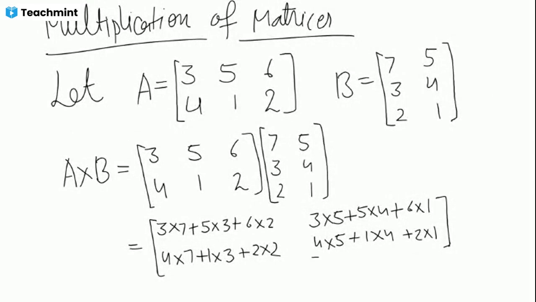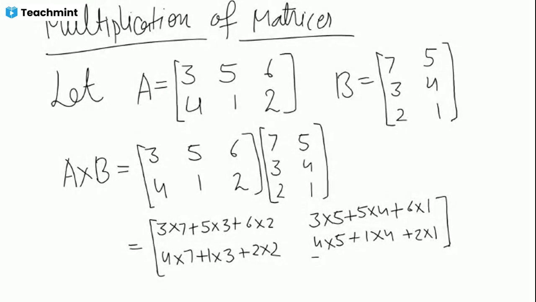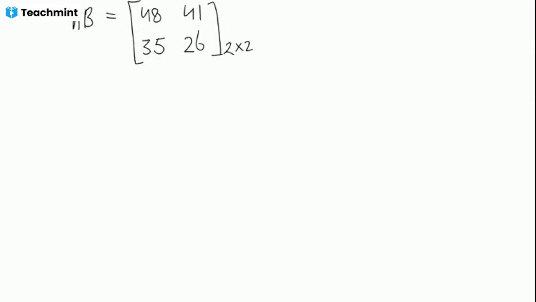Yes, 26. So if I multiply a 2 by 3 and a 3 by 2 matrix, I get 2 by 2, right? So in the product of matrices, we will always have the number of rows according to the first matrix and the number of columns according to the second matrix. So here in the first we have two rows and in the second we have two columns. That is why we got this 2 by 2.